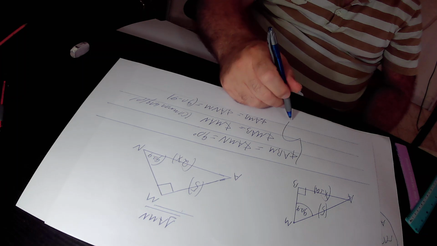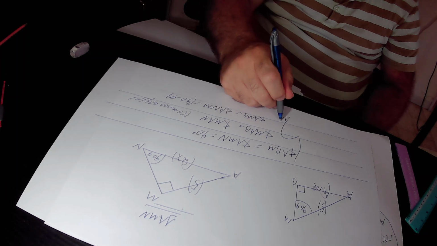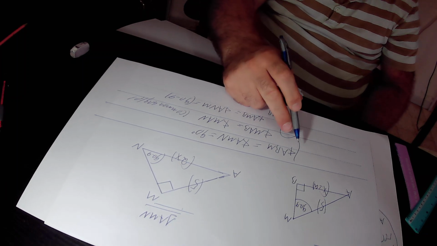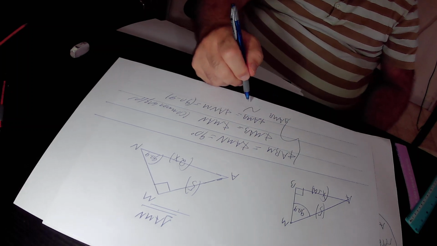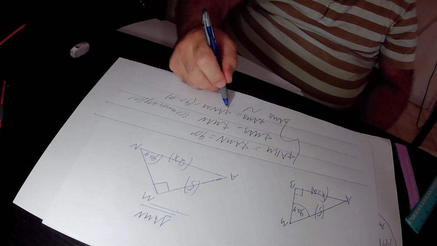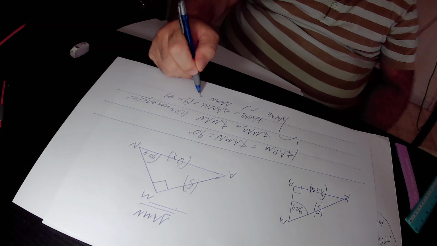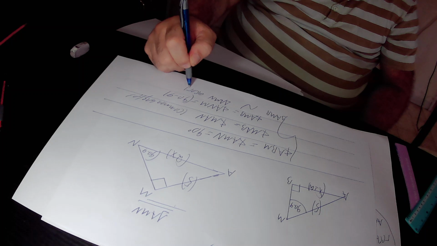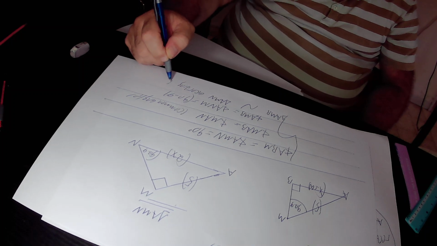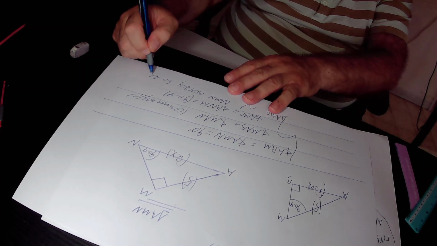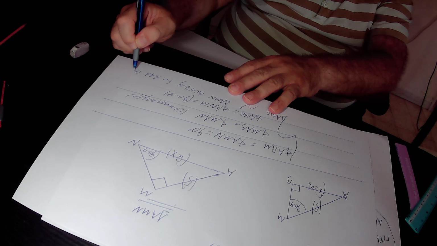So I write it down. Triangle AMB is similar, this is the sign of similarity, to the right triangle AMN, according to the angle similarity rule.